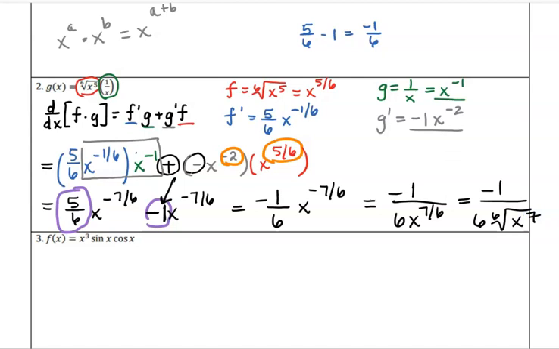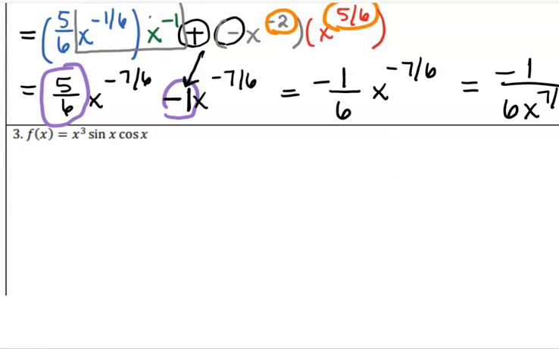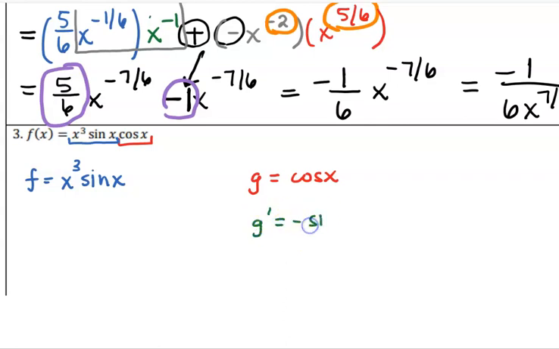Third example, example 3, we're going to look at that also again using the product rule, but this one's going to be a little bit more involved, because f, I'm going to say, is x to the 3rd times sine x. And g, I'm going to say, is cosine x. Let's find g prime first. The derivative of cosine is negative sine. So that's pretty much done.